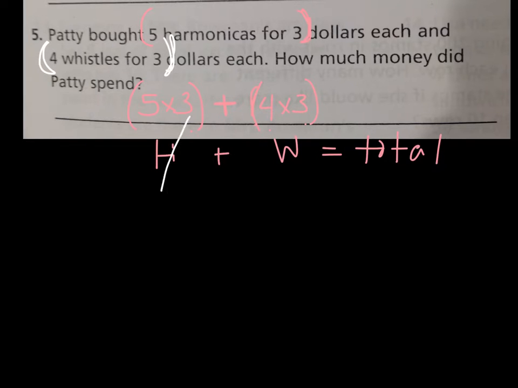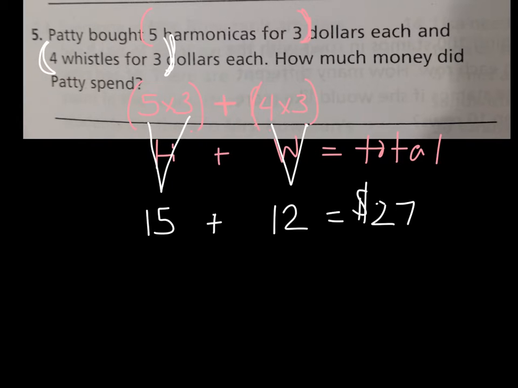So now I'm going to have to go down here. 5 times 3 is 15. 4 times 3 is 12. And when I add them together, I have $27 that she spent.